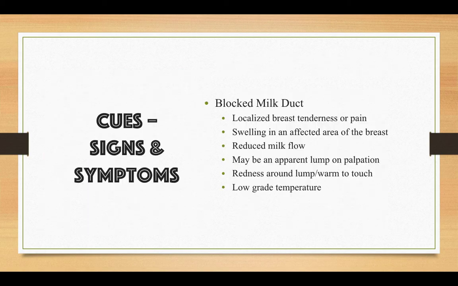So signs and symptoms of blocked ducts include localized breast tenderness or pain, swelling in an affected area of the breast, reduced milk flow, an apparent lump on palpation, redness around the lump. It may be warm to touch, and often the woman presents with a low-grade temperature.